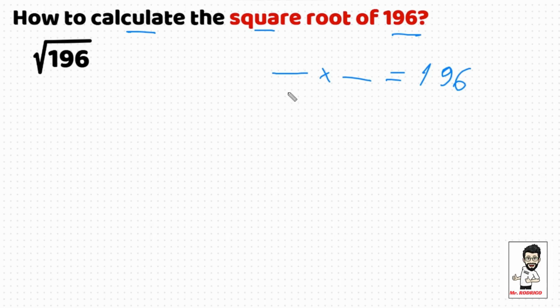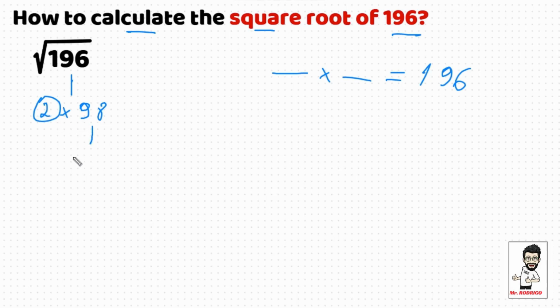Now, if you have trouble figuring out which number, when multiplied by itself, results in 196, we'll need to write 196 in its factored form. Let's put this number in its factored form. 196 can be rewritten as the product of 2 times 98. We're going to circle the number 2 here, which is a prime number.